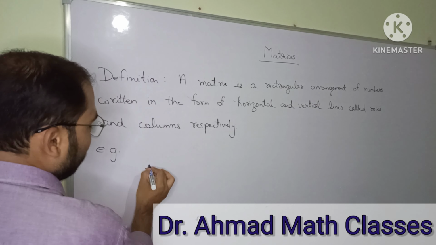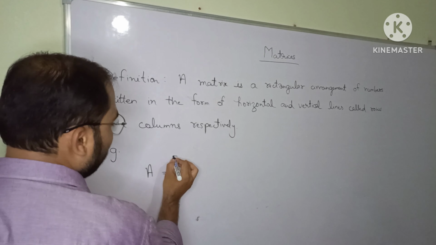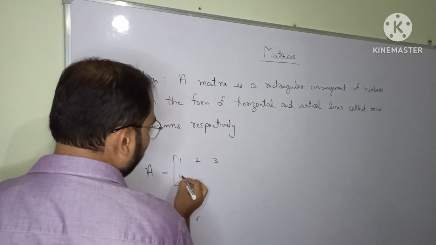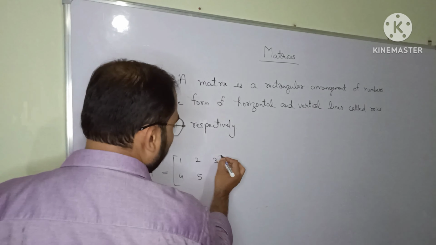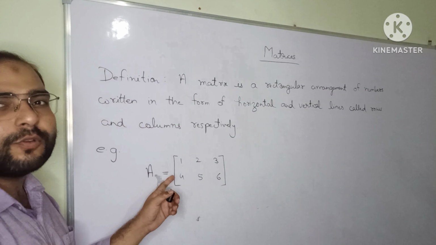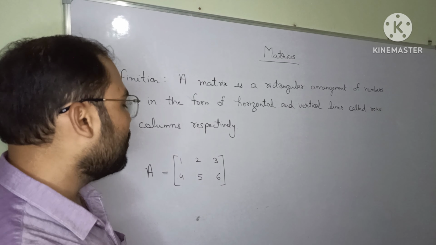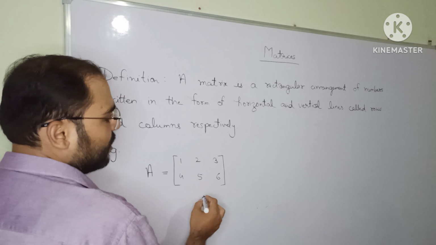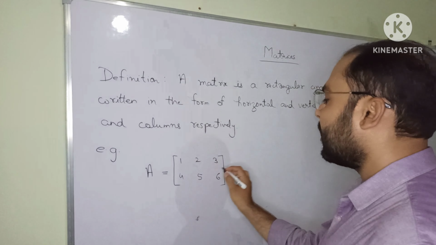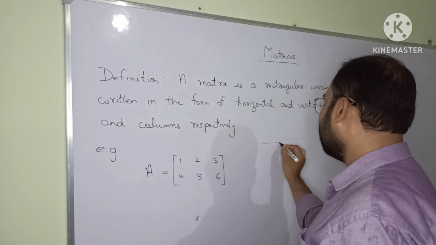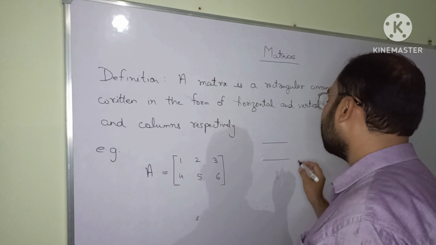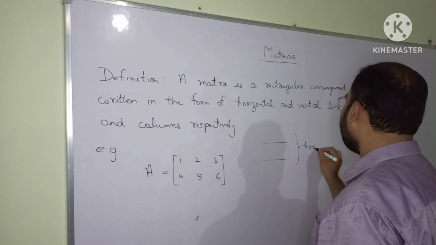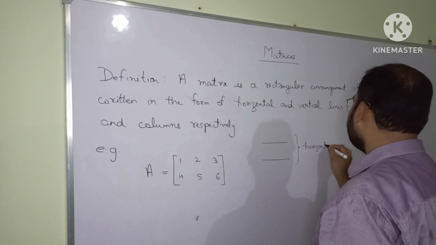So what we have, a matrix is represented by the capital letter of English alphabet. So here we have 1, 2, 3, 4, 5, 6. We have 6 numbers. So these numbers I have enclosed within square brackets. Here we have two types of arrangements. These kind of arrangements are called horizontal arrangements, and these horizontal arrangements are called rows of the matrices.